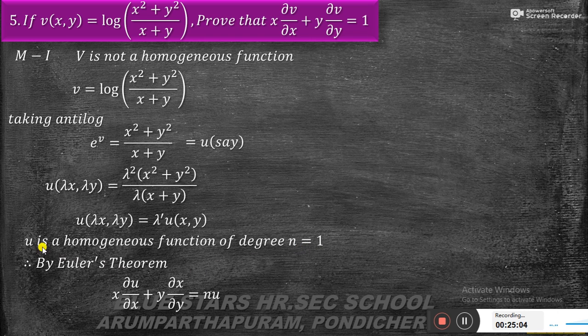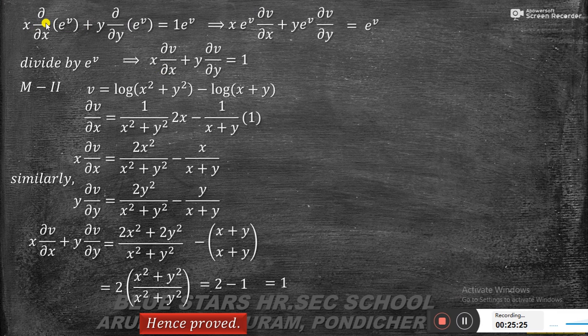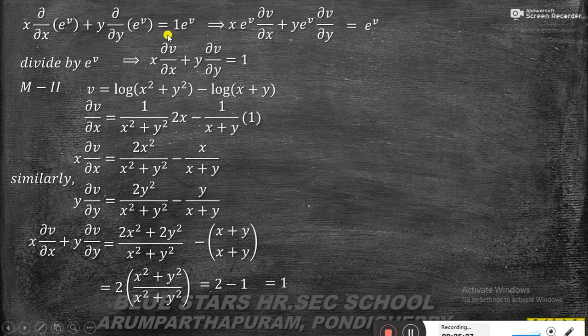So since u is a homogeneous function, we can apply Euler's theorem. By Euler's theorem, x into dou u by dou x plus y into dou u by dou y equals n u. The n value is 1, so 1 u. Now in this step we substitute u equals e power v. So x into dou by dou x of e power v plus y into dou by dou y of e power v equals 1 into e power v.